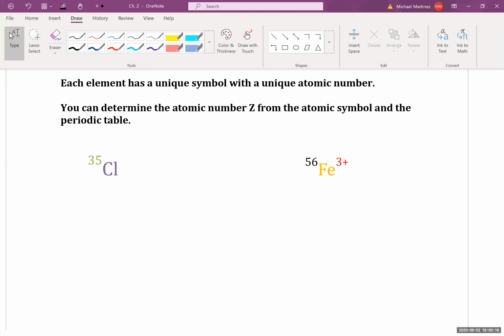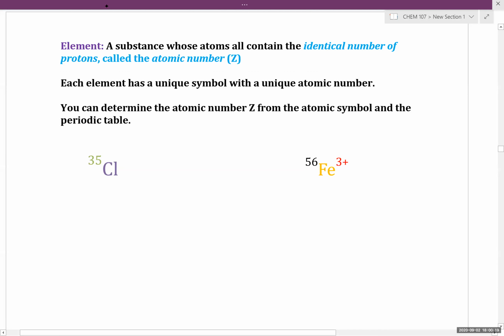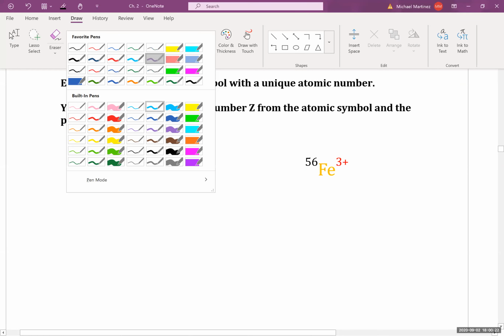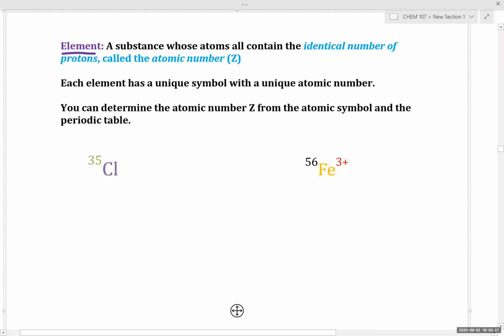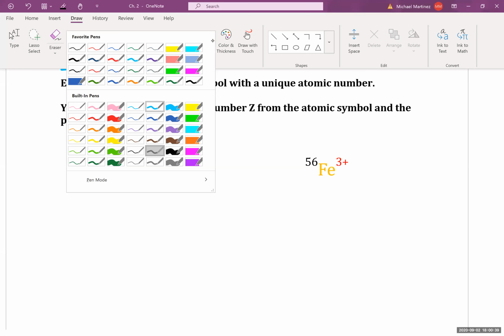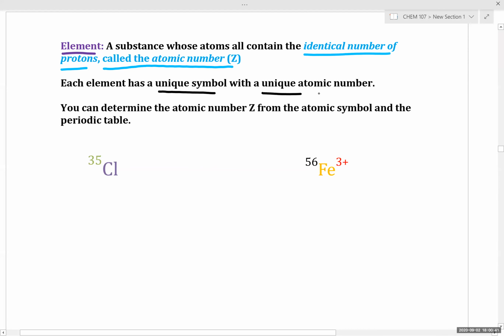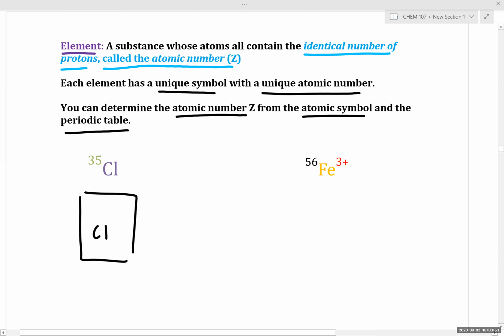First and foremost, let's look at and revise our definition of an element. An element is a substance where all atoms of that substance contain an identical number of protons. In other words, where the atoms have the same atomic number. As we've seen previously, each element has a unique symbol with a unique atomic number. You can determine the atomic number from the symbol and the periodic table. So for example, for chlorine, we had atomic number 17.